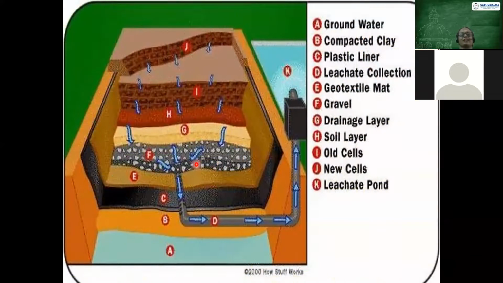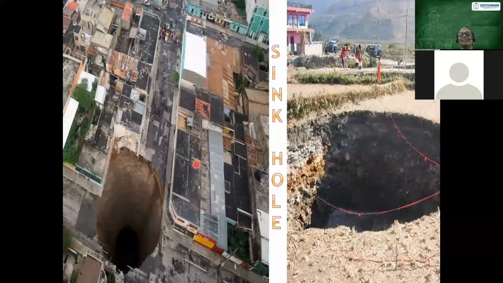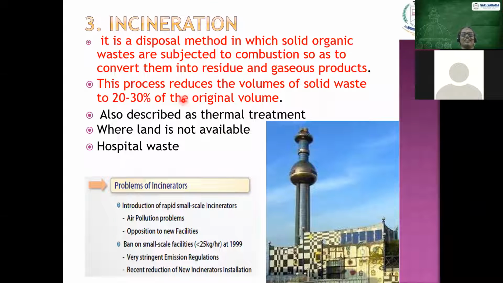Okay, this is another method, and you see how they create it. Sinkhole they will create like this. Incineration, okay, this is nothing but where you don't have a land area, you burn it all. You will burn all the solid organic waste, and automatically, what is the problem with this? Can anyone tell what is the problem with this method of disposal?